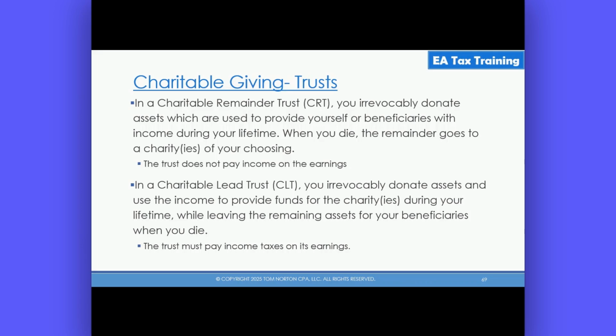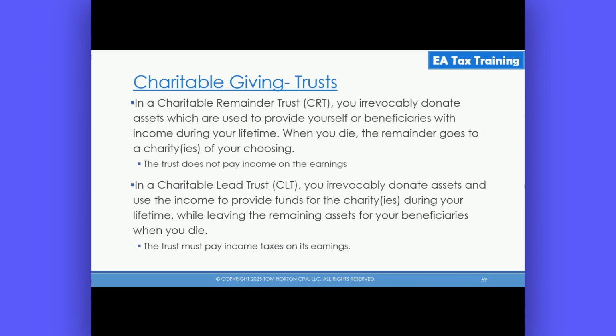And then when you die, the remainder, in other words, the stocks, go to the charities of your choosing. So you get the income while you're alive. Charity gets the stocks after you die. In this case, the trust itself does not pay any tax on the earnings. You do. The dividends are coming to you. So you'll get a K1 from the trust that reports all these dividends, and then you put those on your 1040 each year. So the trust doesn't pay the tax, you pay the tax.